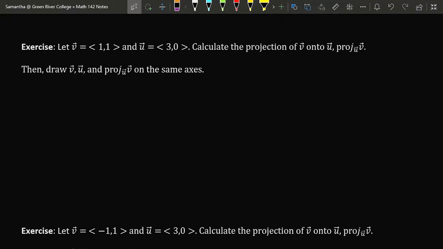Here we have v is equal to 1, 1, and u is equal to 3, 0. So let's calculate the projection of v onto u, which is represented in text as proj, with a large V and a small u. Once we've finished doing that calculation, they would like us to draw all 3 of the vectors u, v, and the projection on the same axes.